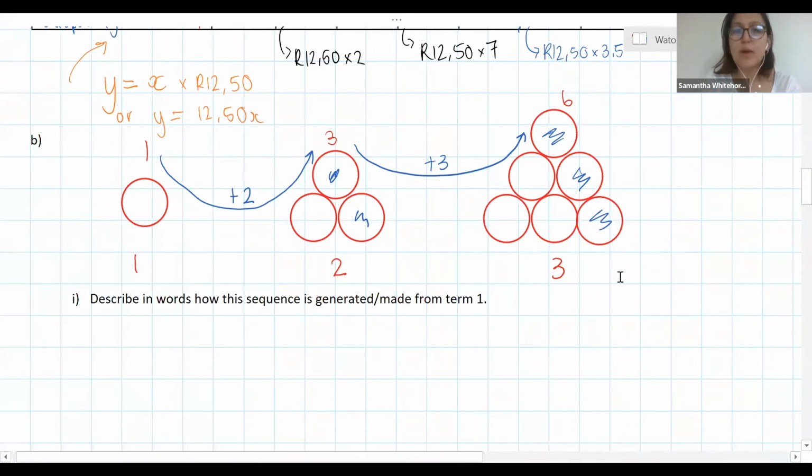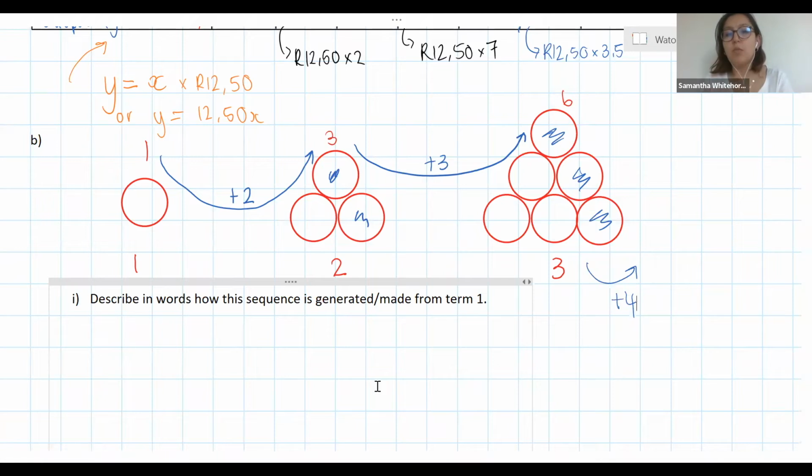So when I now get to the 4th image, I'm going to add 4 circles. And so I'm adding consecutively 1 more every single time to get from one image to the next. Right, so it is a little bit of a trickier pattern because we need to see that it's not the same thing each time, but I'm adding an extra 1 every single time to get my next image.